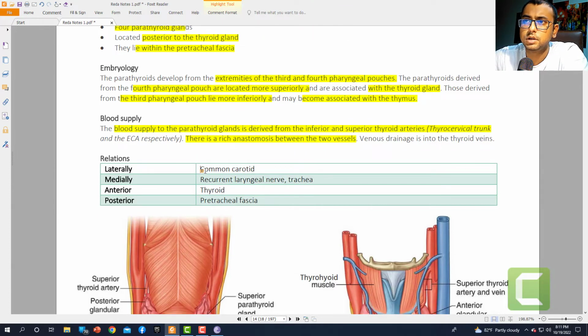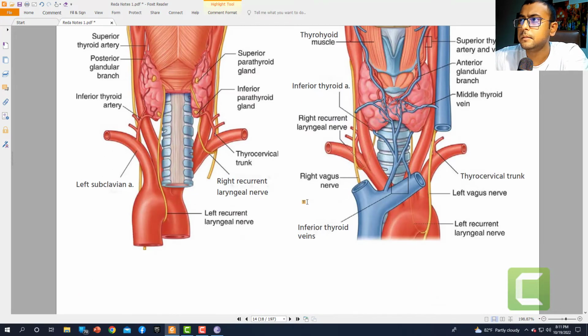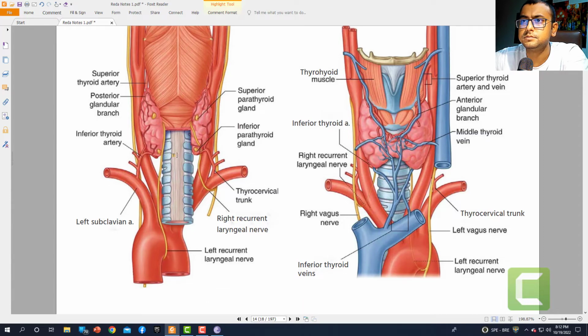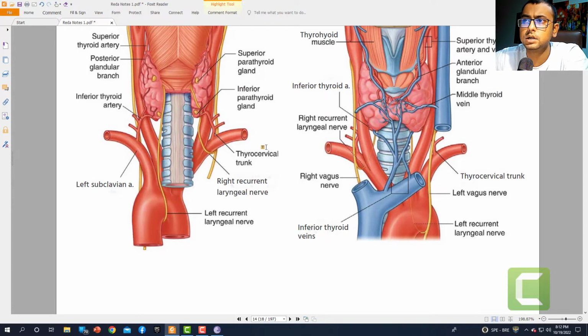Laterally common carotid, and medially recurrent nerve and trachea, anteriorly thyroid, and posteriorly pretracheal fascia. So these are anastomosing with each other, and this is the thyrocervical trunk. So it gives supply to the thyroid. Thyrocervical trunk is the branch of subclavian artery. Okay, you must know from where the thyrocervical trunk came from. It's called subclavian artery.